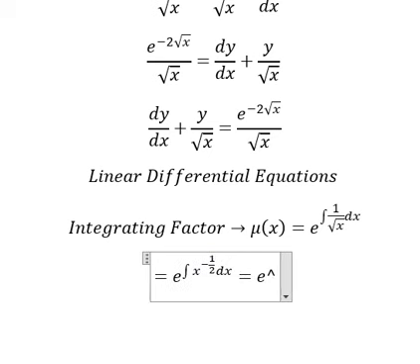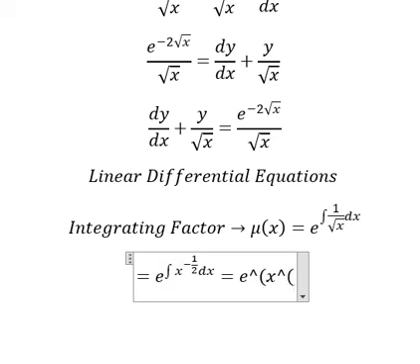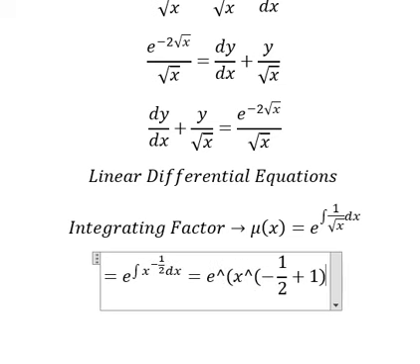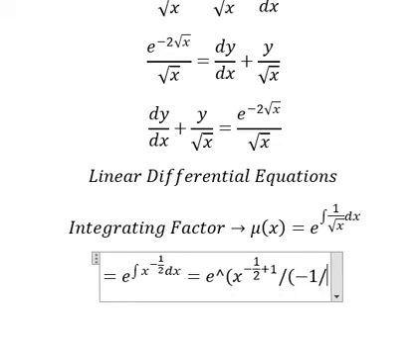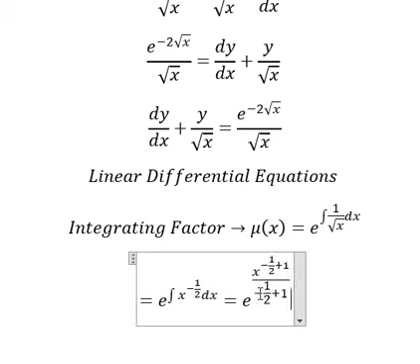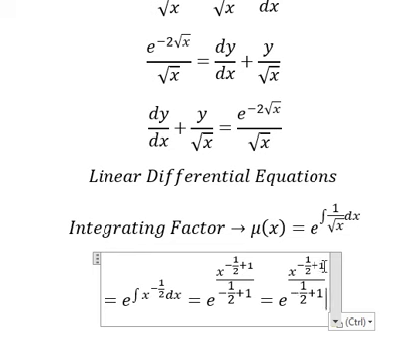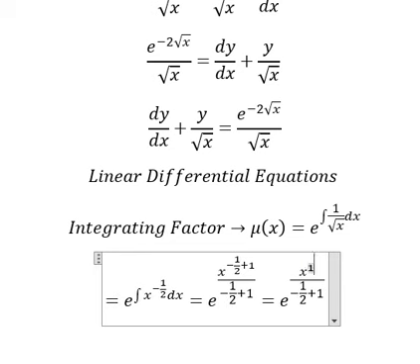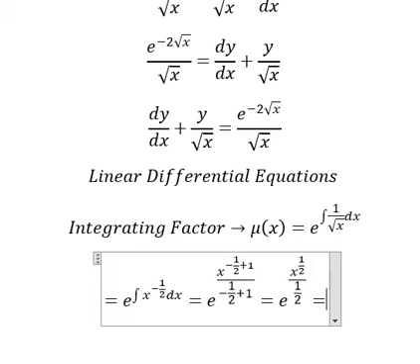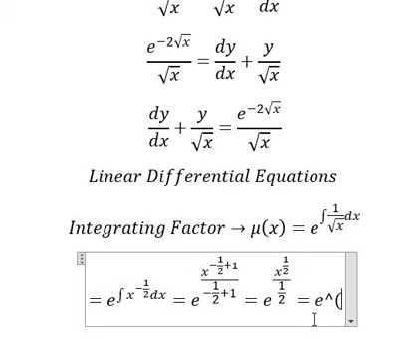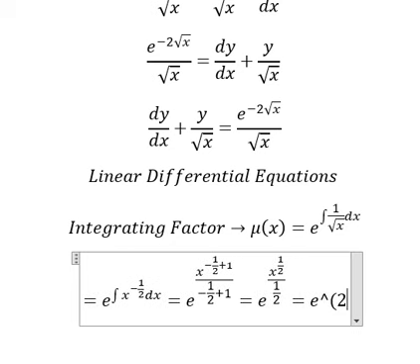So the integration of this one, that is about negative 1 over 2 plus 1 over negative number 1 over 2 plus 1. This one that is about 1 over 2. And then I will put about e to the power of number 2 with the square root of s.